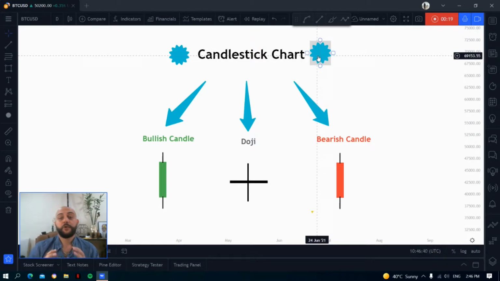The first one, we're going to be talking about the theory, the structure of the candle, and the different types of candles. Second one, we're going to be talking about reversal patterns, and the third one, we're going to be talking about continuation patterns. So let's start with some theory.